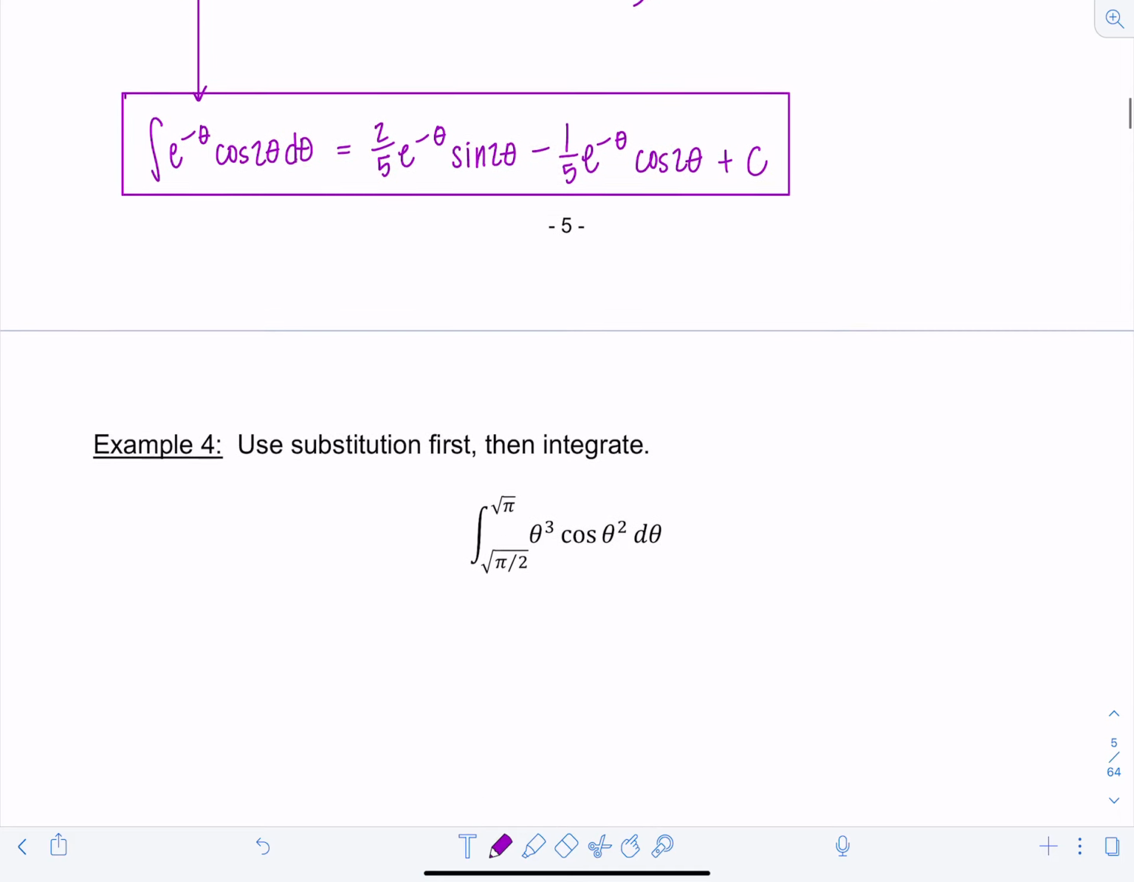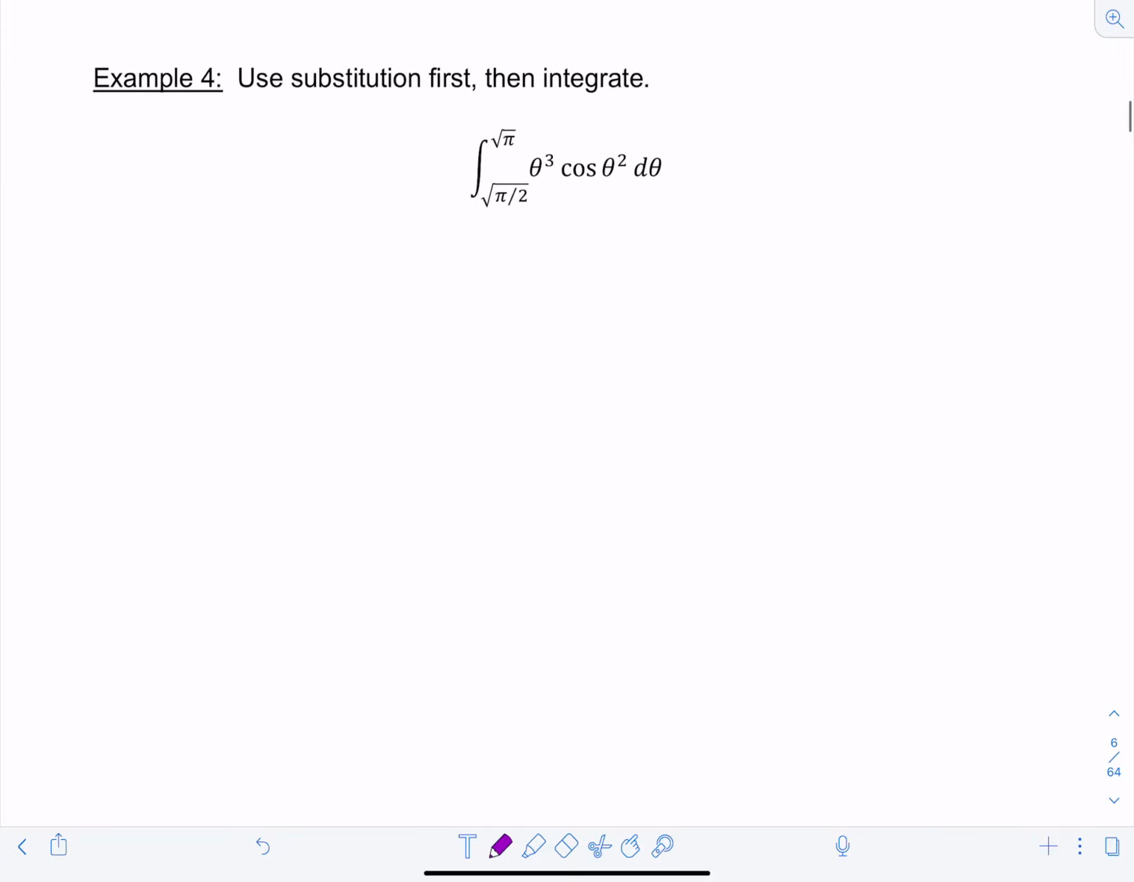All right, one last example. Use substitution first and then integrate. So we're going to use a U substitution first. In this case, I'm actually going to pick a different letter because if we're going to apply by parts after, I don't want to use up U. Okay, so typically we go with T.